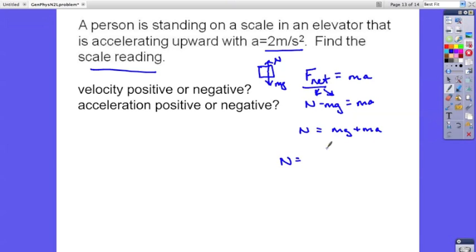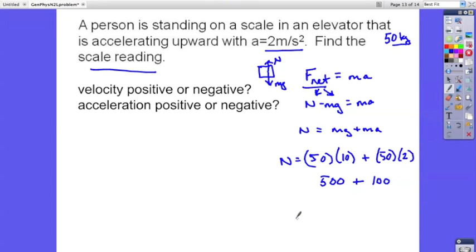So the normal force will equal, a person is standing on the scale, well, I didn't tell you their mass. Let's say it's a 50 kilogram person. So 50 kilograms times, I'm going to use 10 for g, so I don't have to use my calculator, plus 50 times the acceleration, which is 2 meters per second squared. So 50 times 10 is 500. That's their weight. That's what the scale would read if they were just sitting still. And 50 times 2 is 100. And so if they're accelerating upward at 2 meters per second squared, the scale, instead of reading 500 newtons, would actually read 600 newtons.